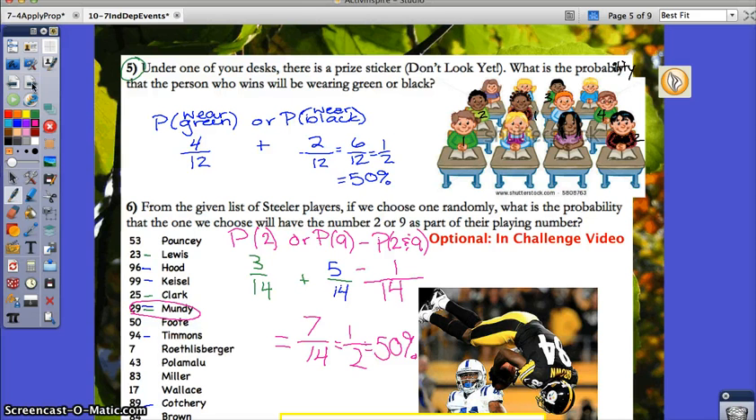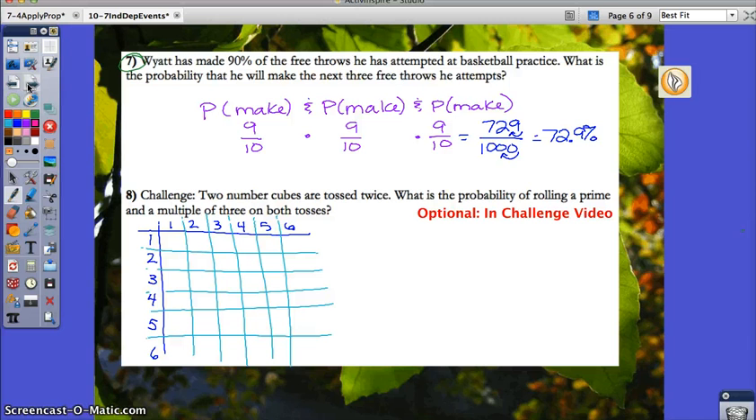Let's look at one more situation that has an overlap. 2 number cubes are tossed. What is the probability of rolling a prime and a multiple of 3 on both tosses? So I want to know the probability of a prime and a multiple of 3.